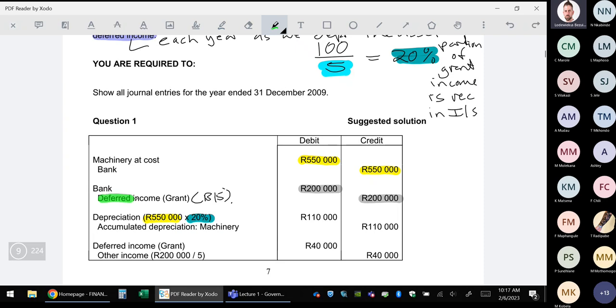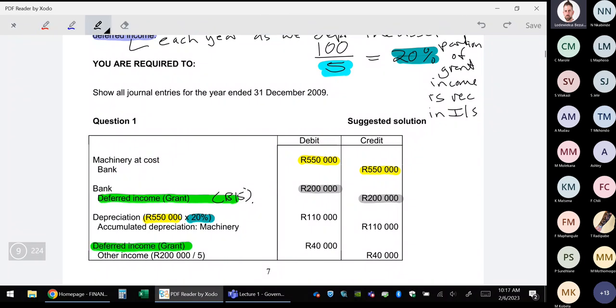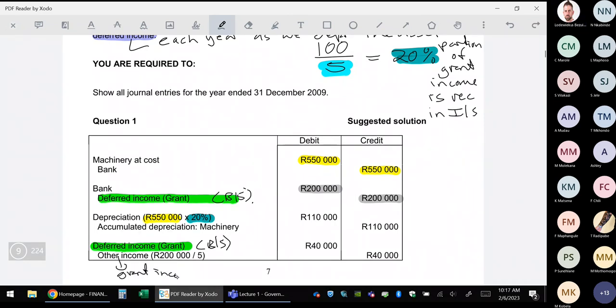So deferred grant is on the balance sheet, and we will debit the deferred grant account on the balance sheet to make it less, and then we show other income or grant income in the income statement.